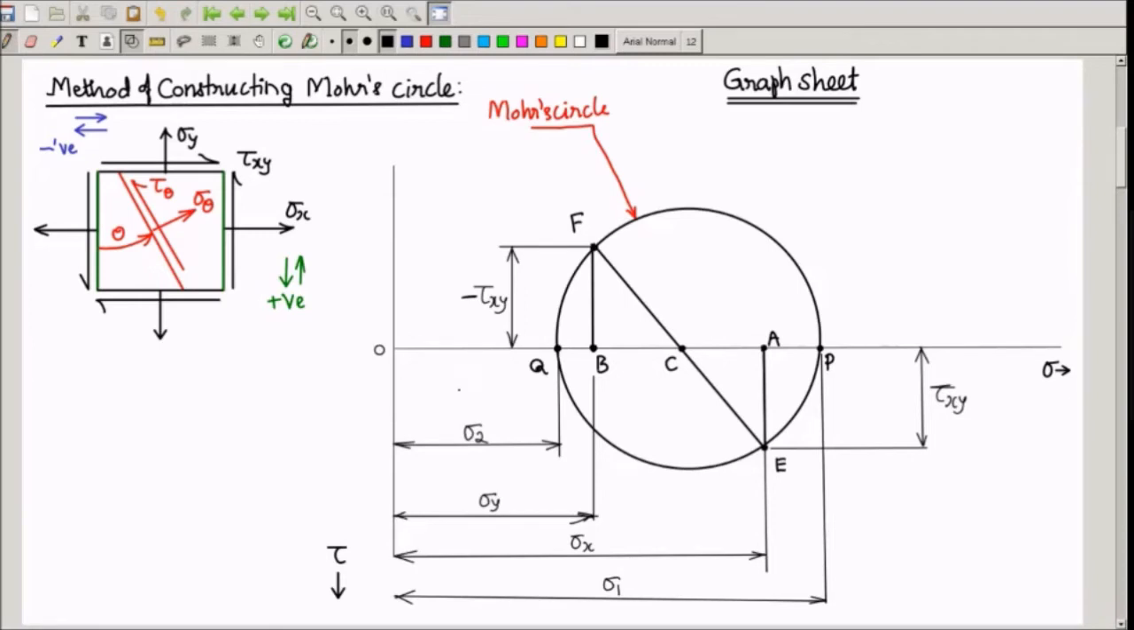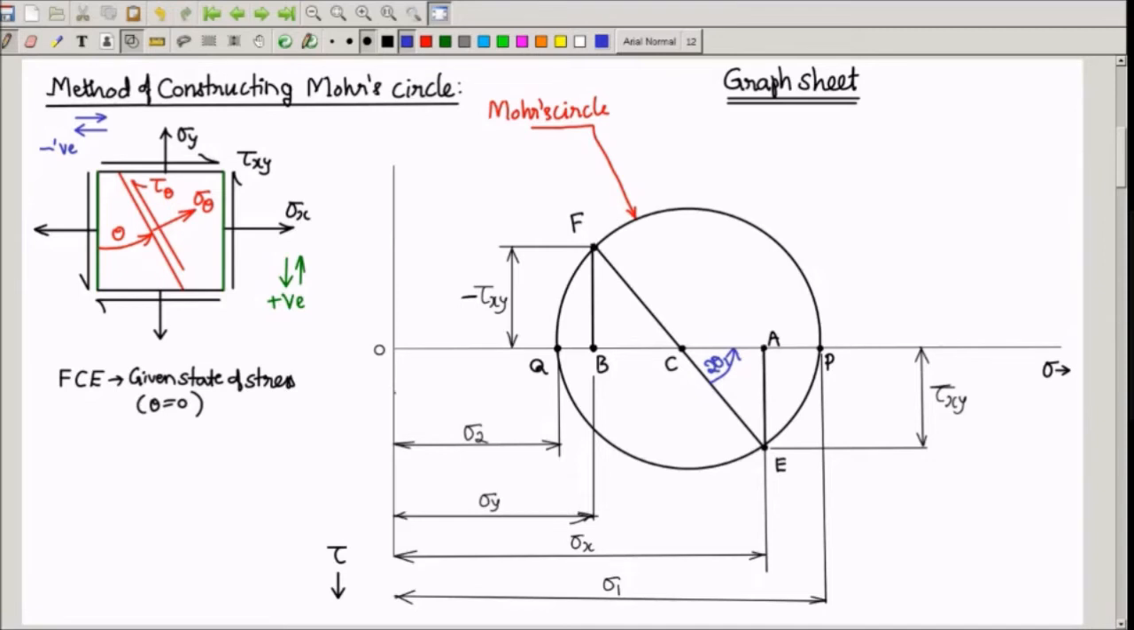But how do we find the orientation of principal planes? To do that, we have to consider the reference line. Here the line FCE is actually representing the given state of stress sigma x, sigma y and tau xy. So that has to be a reference line for us, or theta 0 position. So the line FCE represents theta is equal to 0. Now if I want the angle or orientation of major principal stress sigma 1, I have to measure the angle from FCE counterclockwise direction till the line OP, and this angle is 2 theta 1, from which you can calculate theta 1, the orientation of major principal plane.